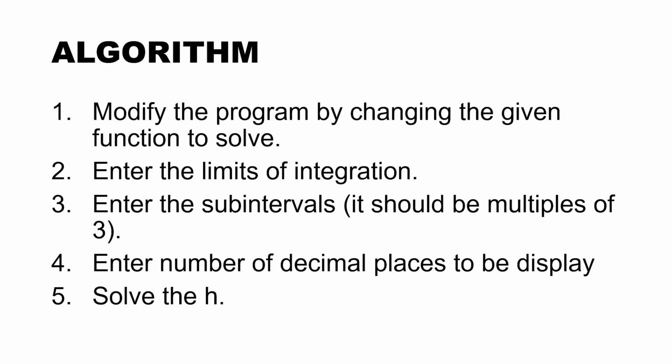The algorithm is this. First, you need to modify the program by changing the given function to solve. Next is to enter the limits of the integration, from a to b. Third is to enter the subintervals, which should be multiples of 3. Fourth, enter the number of decimal places to be displayed, whatever the user wants. And fifth is to solve for h.